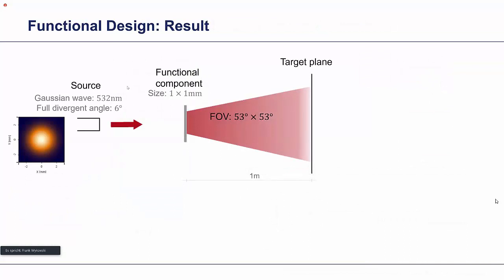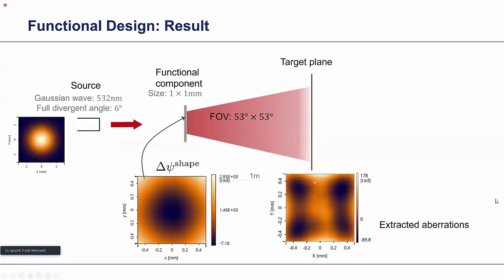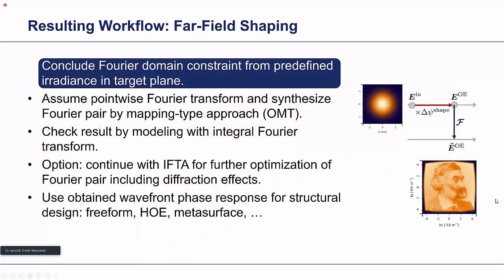And here's an example. So we take this source, then we calculate the phase. That's the phase here. I take the spherical part away. So these are the aberrations, because we need to introduce aberrations in light shaping, of course. And then we get a very, very nice result for the simulated irradiance here with the full Fourier transform, the full physical optics modeling. That means we come to the following resulting workflow, which we follow. First, we conclude the Fourier domain constraint from the irradiance in the target plane. Then we first assume a pointwise Fourier transform and synthesize the Fourier pair by the mapping type approach, as I discussed before.